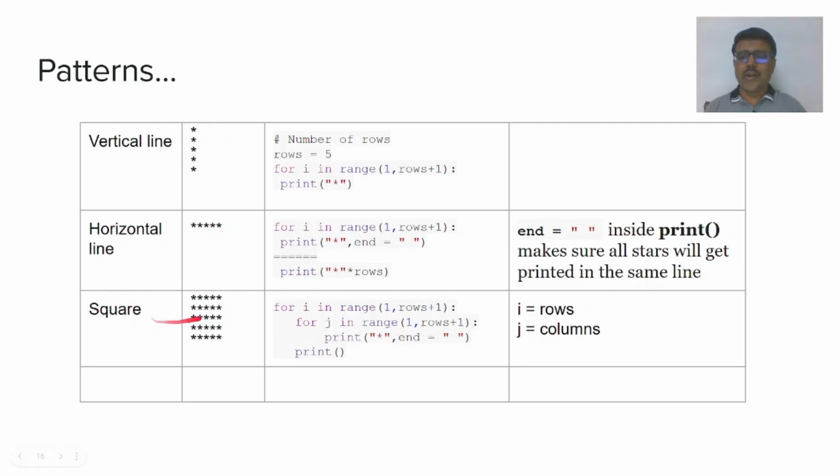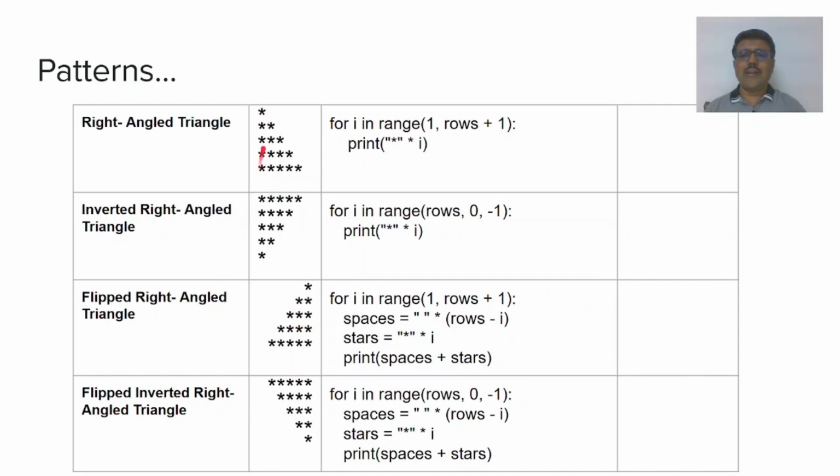Or you want to print a square like this, a 5 by 5 square. Maybe you can just see it here. You want to print a pattern like a right angle triangle, right? 1 star, 2 stars, 3 stars, 4, and then 5 as it is incrementing. Maybe it is the inverted one. Maybe I want to start with 5 and then 4, 3, 2, 1 like this, an inverted right angle triangle.